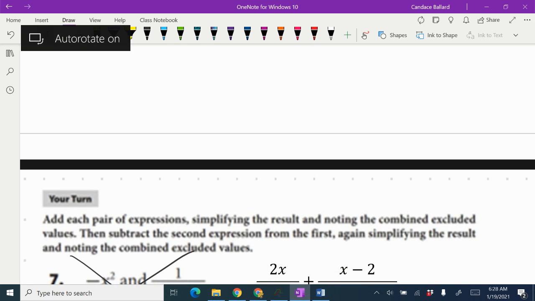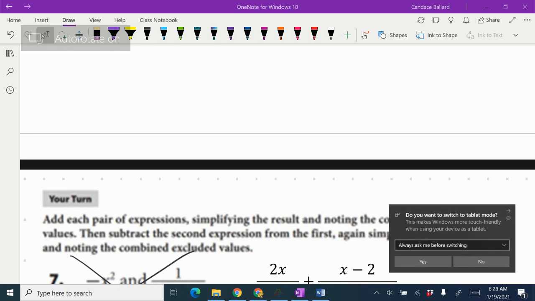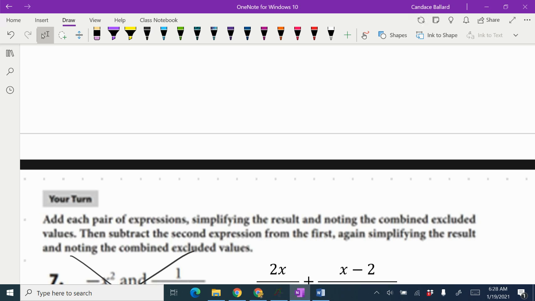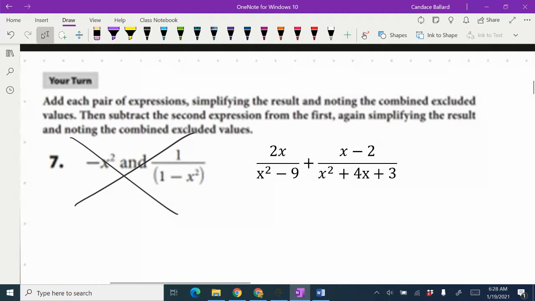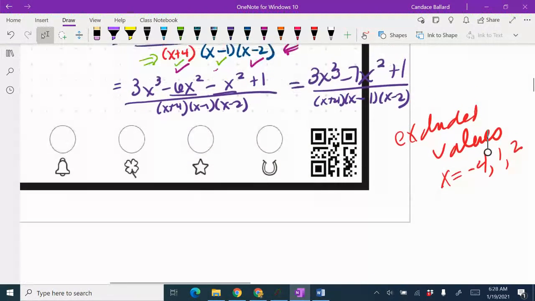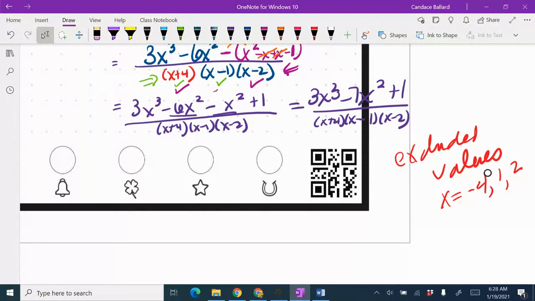This is a continuation of topic 7.1. We are on Explain 3 and we're down to Your Turn 7, which again I'm going to change the problem. I did notice I missed the excluded values on the last one, so they should have been, remember we just set these equal to 0, -4, 1, and 2.